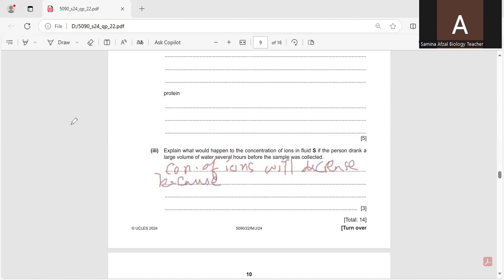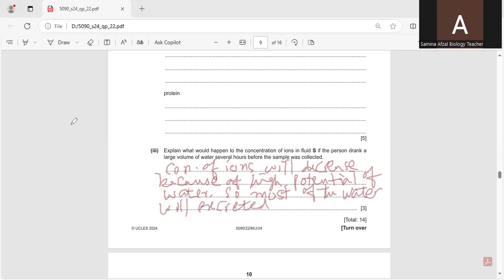because of high potential of water. So most of the water will be excreted through urine because it will not be reabsorbed. Water is in higher water potential, so its concentration is high, so water will be excreted out.